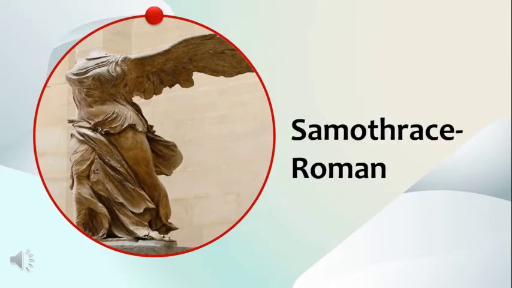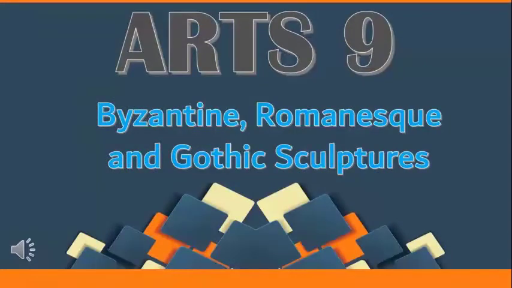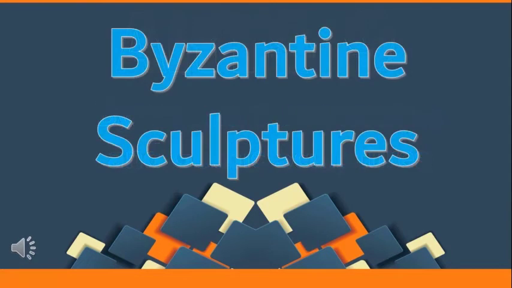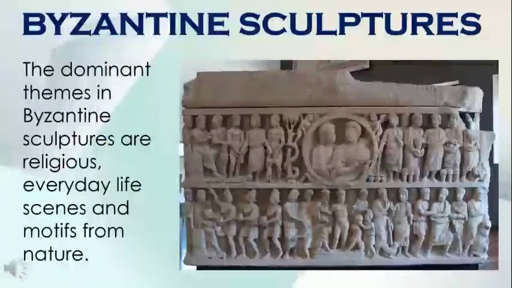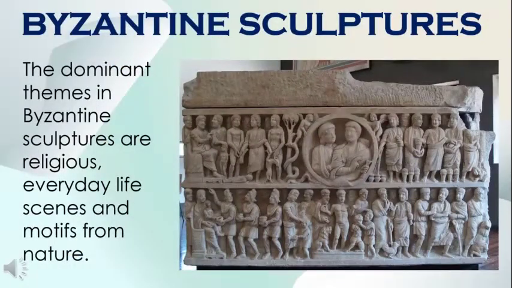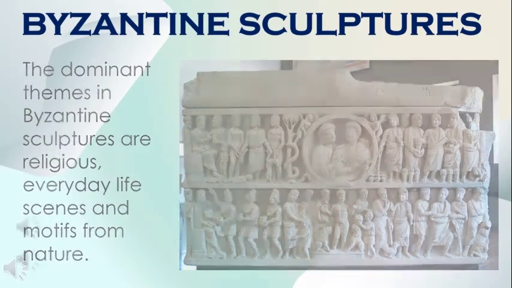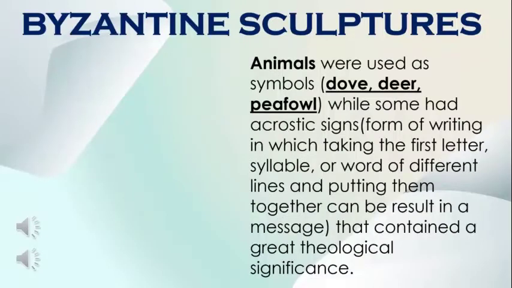Samothrace, from Roman era. Alright, I think we are ready to tackle our topic for today, which is about Byzantine, Romanesque and Gothic sculptures. Let us discuss the Byzantine sculptures first. The dominant themes in Byzantine sculptures are religious, everyday life scenes, and motifs from nature. Also, animals were used as symbols: dove, deer, peafowl.